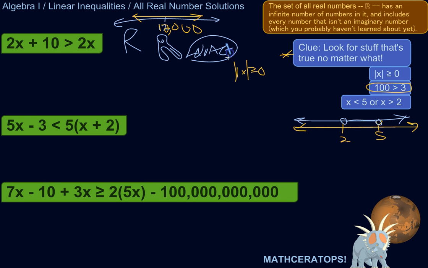Okay, so let me stop drawing and actually solve some things here. Okay, 2x plus 10 is greater than 2x.